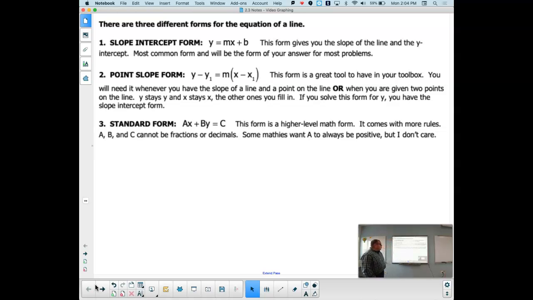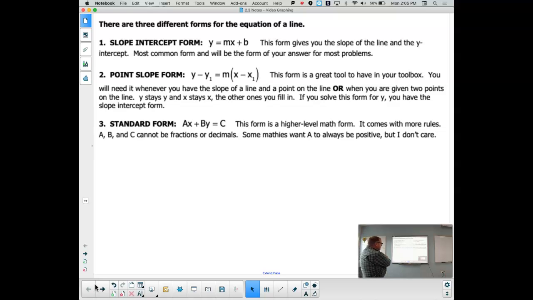Then there's also point slope form. Point slope form has the slope m and a point that the line goes through, x sub 1 comma y sub 1. It's a great tool to have in your toolbox, because it will allow you to find the line whenever you need one. Or if you're given 2 points on a line, you can find the slope between the 2 points, like we did yesterday, and then use the point slope form to find the equation of the line. If you solve that equation for y, then it's in slope-intercept form.